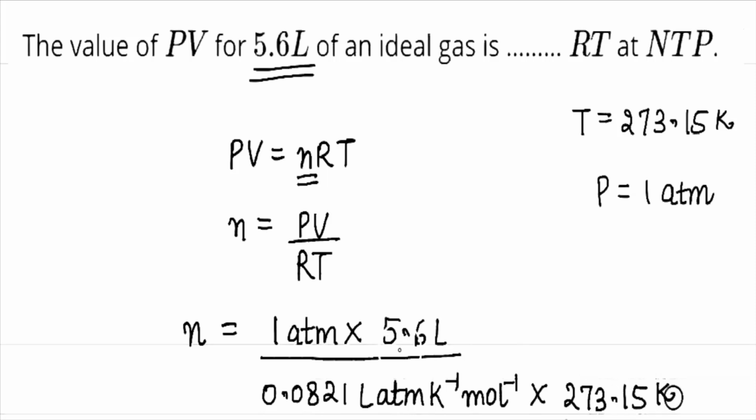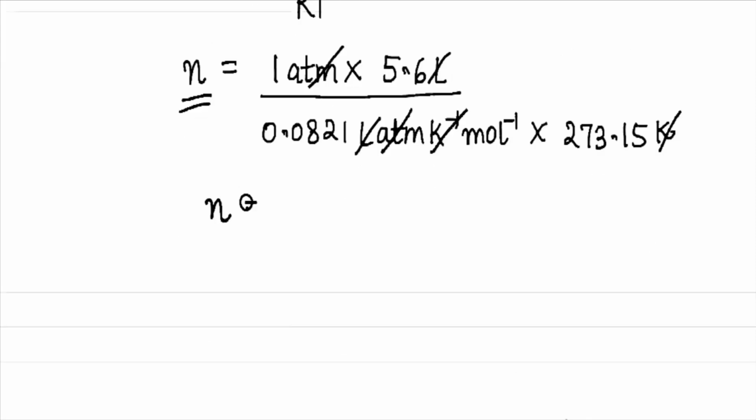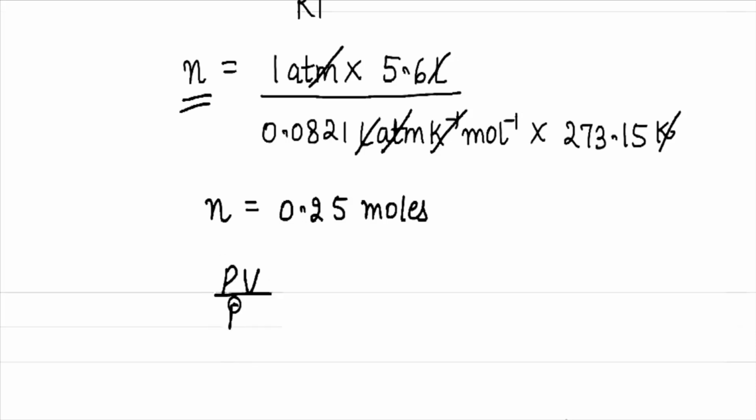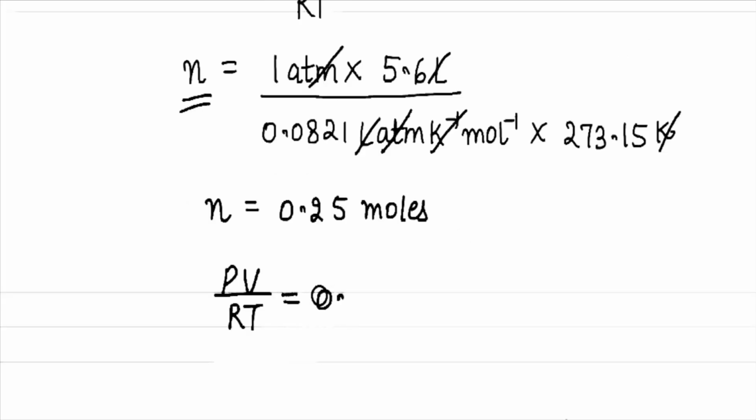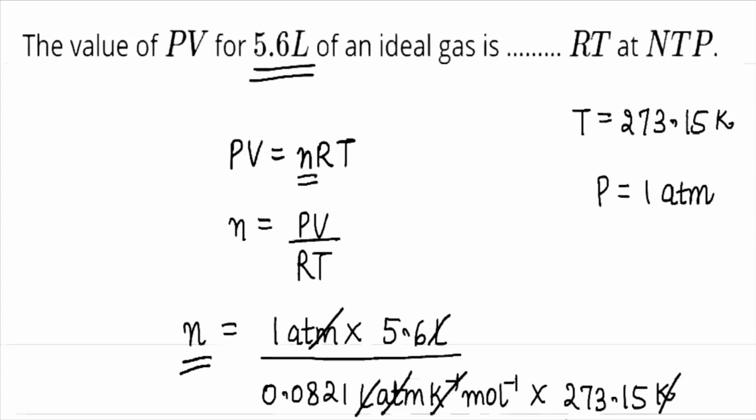273.15 Kelvin. From here, as we can see, atm will get cancelled out, Kelvin inverse with Kelvin, and liter with liter. So the number of moles will come out to be 0.25 moles. So PV upon RT is n, which is 0.25. So this PV will be 0.25 RT. So here it will be 0.25 RT.